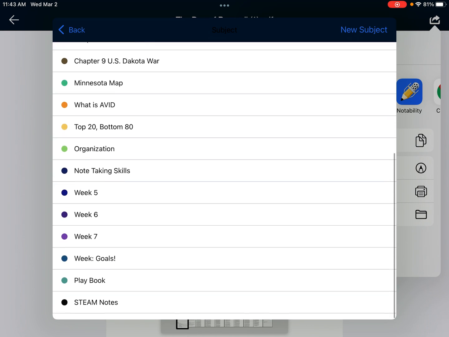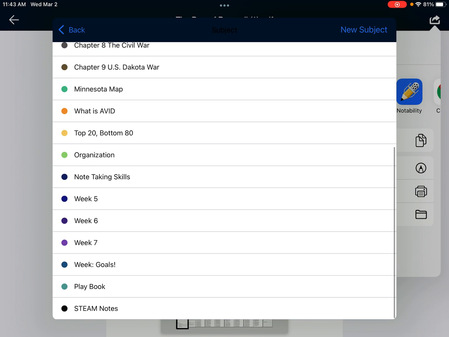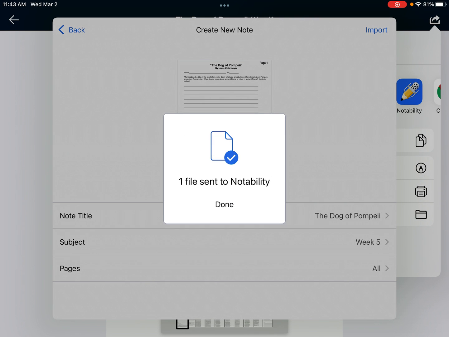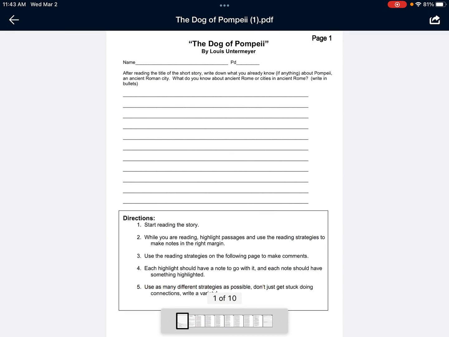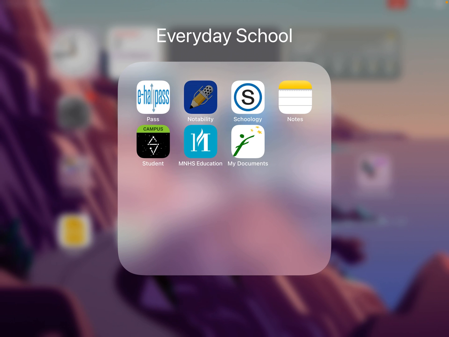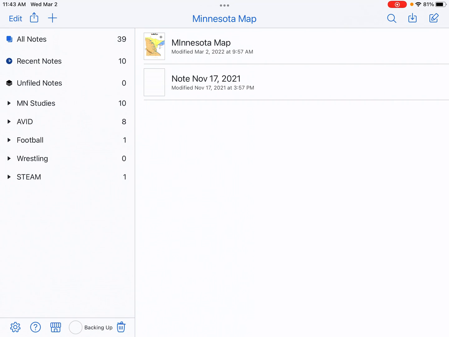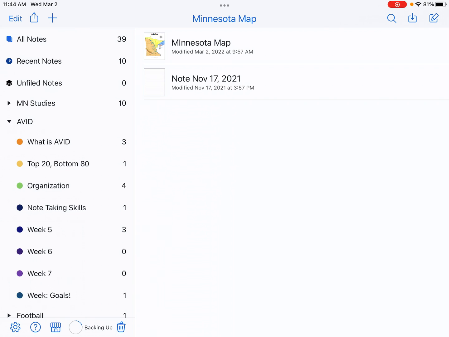Oh, did we not put the Wicker? Shoot. So I'm going to put it into week 5. You're going to label that Wicker, and I'll change that later. But we're going to put it in here. I want all the pages, so we're going to import that. Okay, done. Then we can go to our Notability account. I'm going to get out of Social Studies, and I'm going to go into my A.V.I.D account. So I put this in week 5.